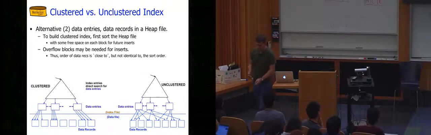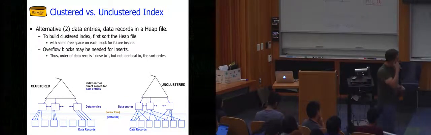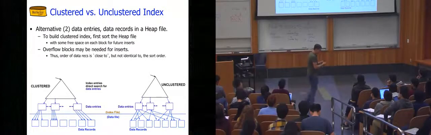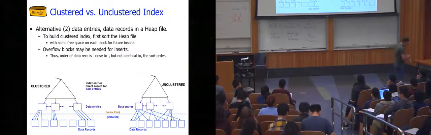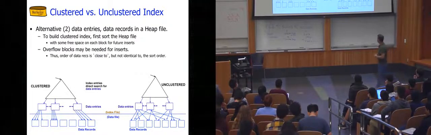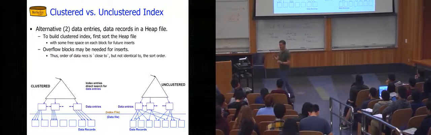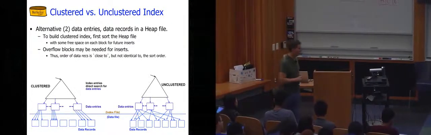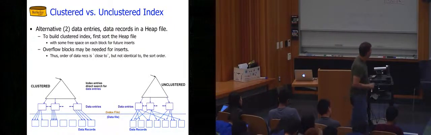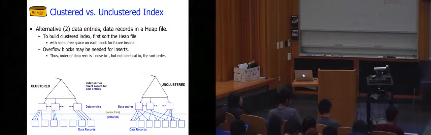Here's the way this usually works. Suppose you want to have a table with a clustered index. Usually the way this would get built is the following. You'd build the index, and when you said, let's suppose I want the student table to be clustered by last name. When you allocate the heap file for the student table, you'll leave some free space on each block for future inserts. So as you start inserting students into this thing, you'll leave a little space on each page to take future inserts in. Every once in a while, a page might fill.